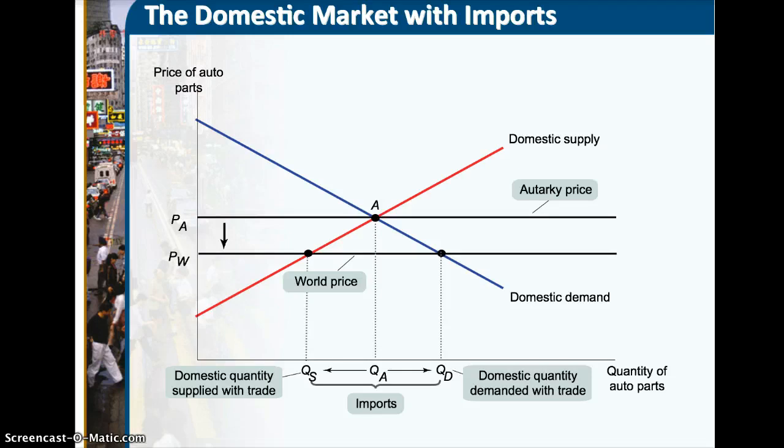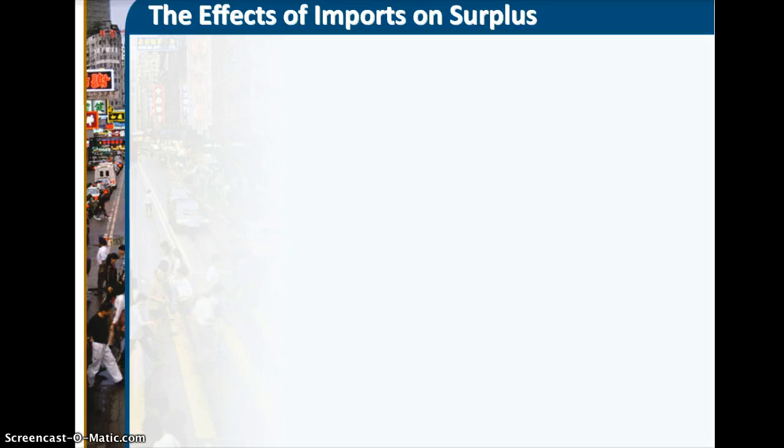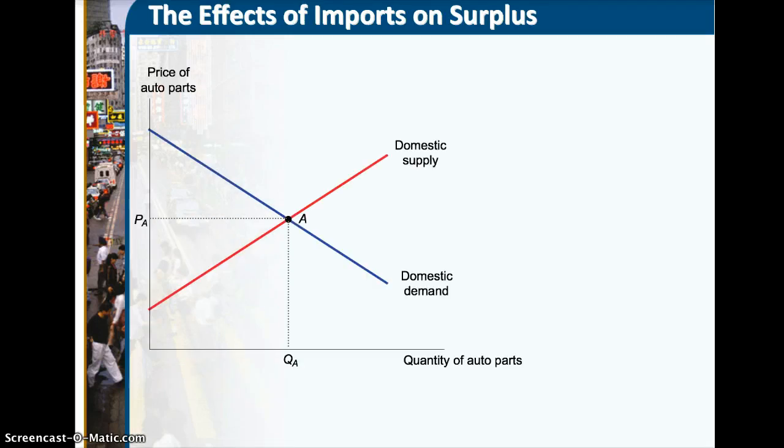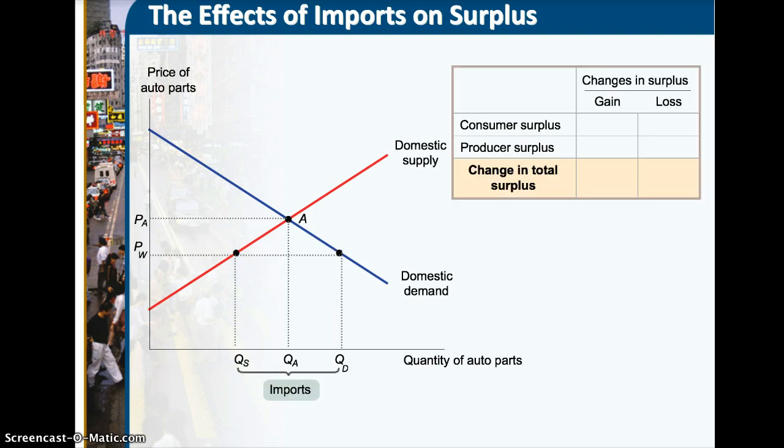filled by imports. When the domestic price falls to PW as a result of international trade, consumers gain additional surplus, areas X and Z, and producers lose surplus, area X. Because the gains to consumers outweigh the losses to producers, there's an increase in the total surplus in the economy as a whole, area Z.